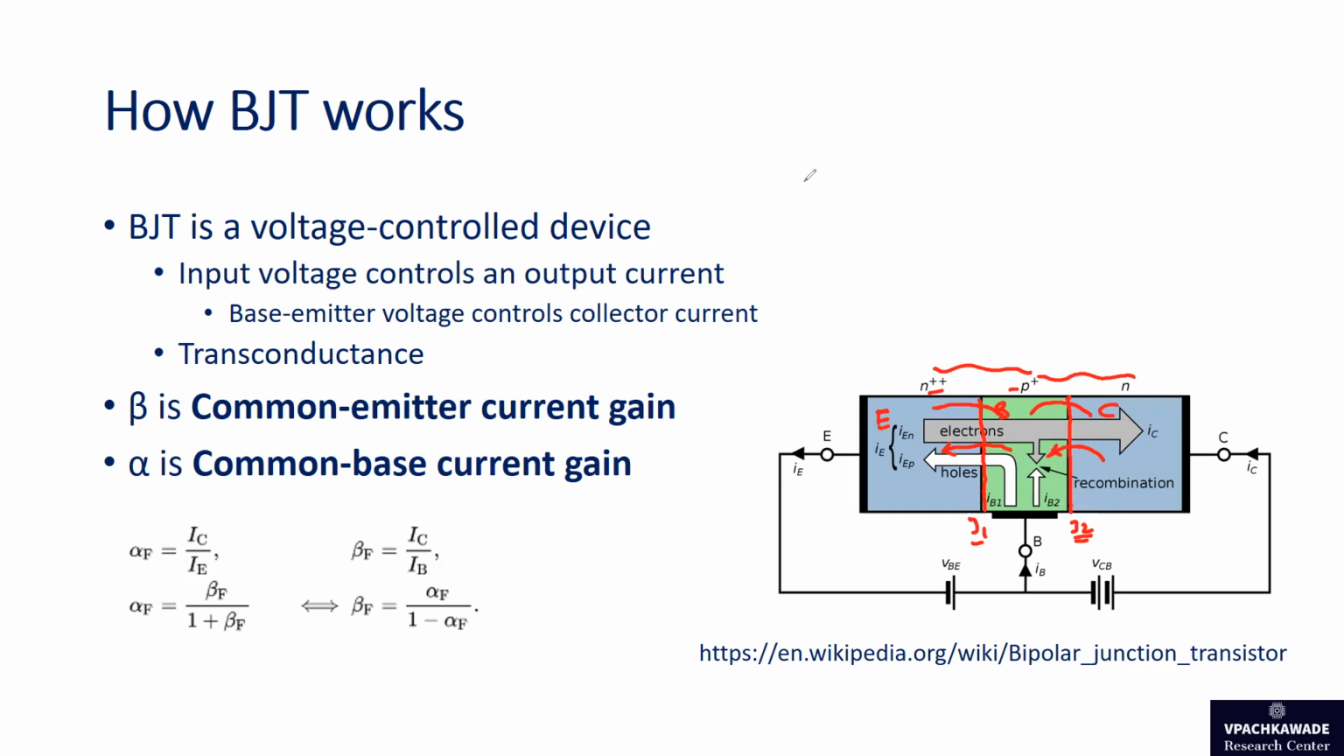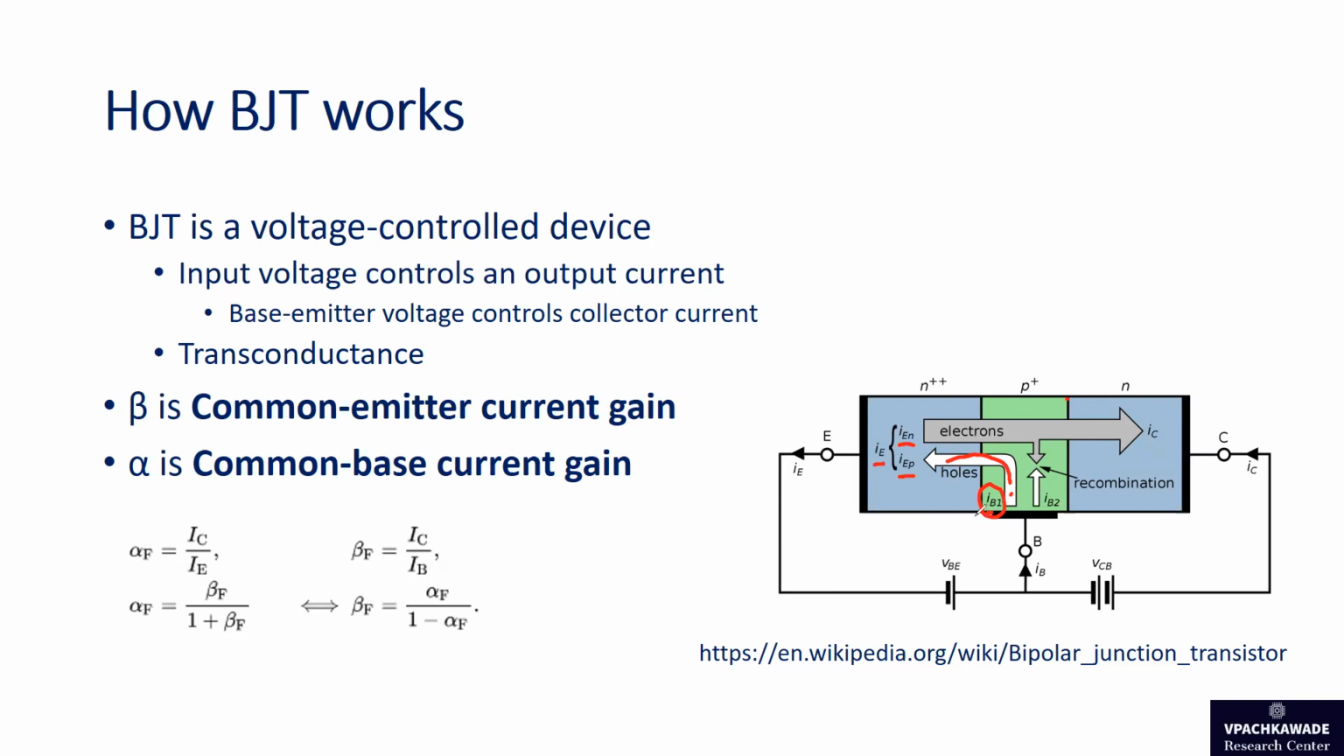Now, the emitter current is composed of two components, that is IEN due to the electrons and IEP due to the holes. And there is this current called IB1. This is the base current, which is because of the holes traveling from the P region to the emitter region. That is called the base current.